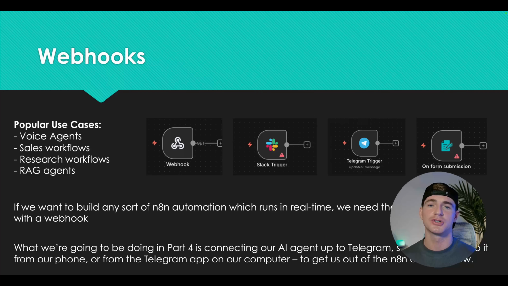Here are some popular use cases for when you might need to use webhooks. So we have voice agents, sales workflows, research workflows, and RAG agents, right? If we want to build any sort of n8n automation which runs in real time, then the workflow must start with a webhook. And I've put some examples here. We've got Telegram, Slack, form submission, or the bog standard webhook node, right? So let's jump back into n8n where we're going to be hooking up Telegram to our AI agent.